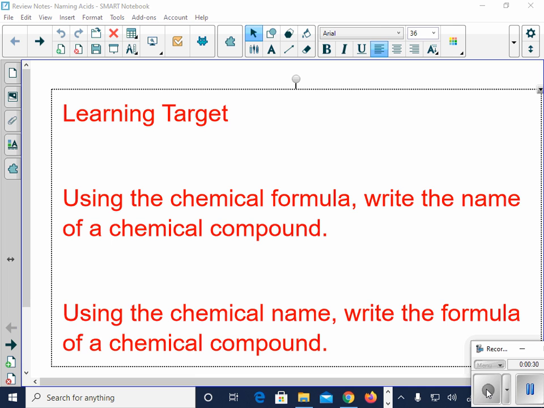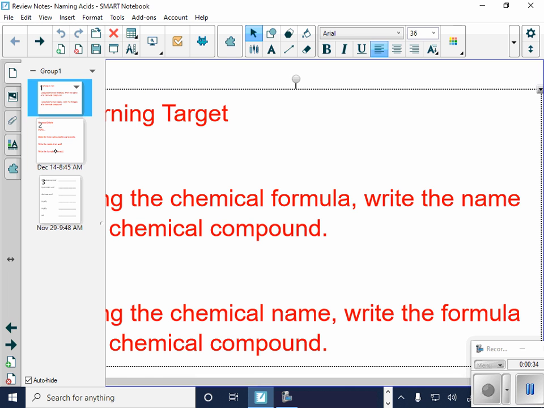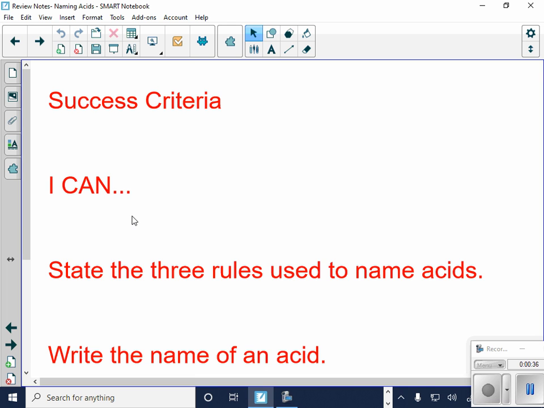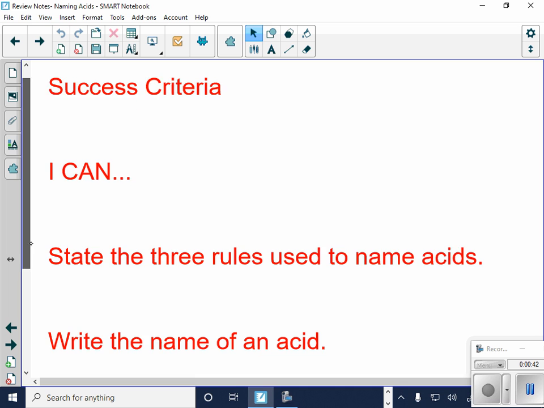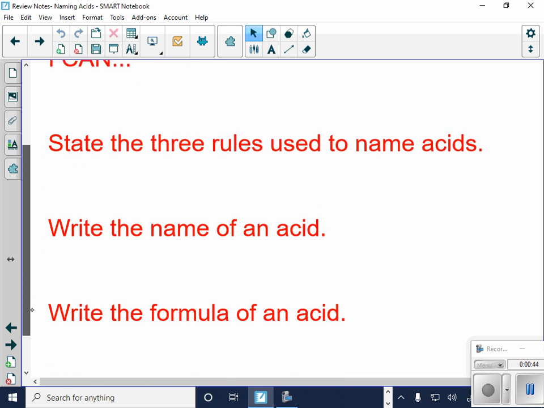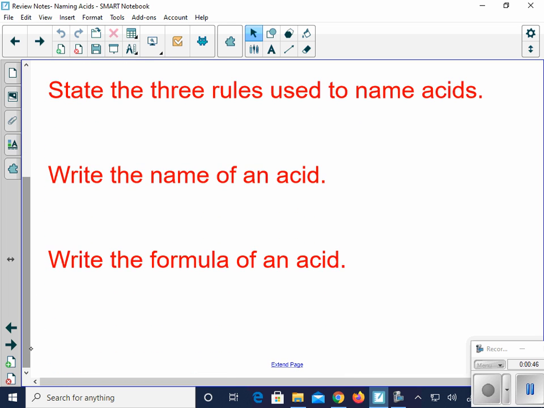So how are we going to do that with today's lesson? Let's get to our success criteria. Okay, here we go. Success criteria. I can state the 3 rules used to name acids. I can write the name of an acid, and I can write the formula for an acid.